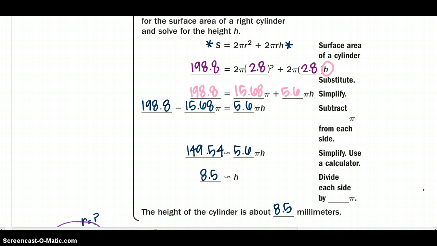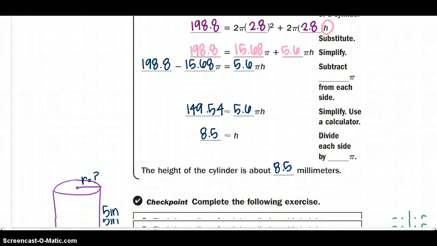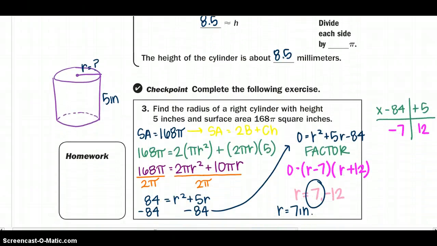Go ahead and do checkpoint number 3. Don't forget to factor. Go through it algebraically like you normally would any problem and solve. And here is checkpoint number 3.